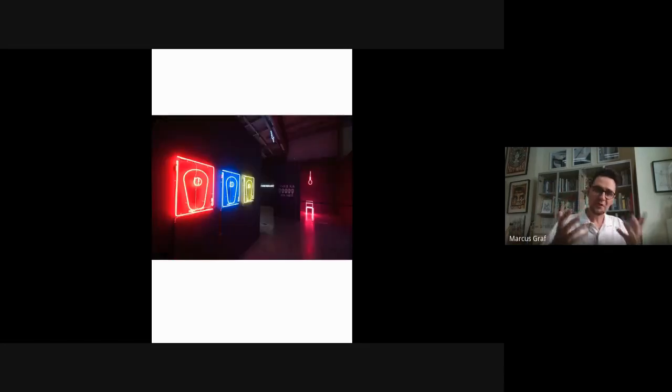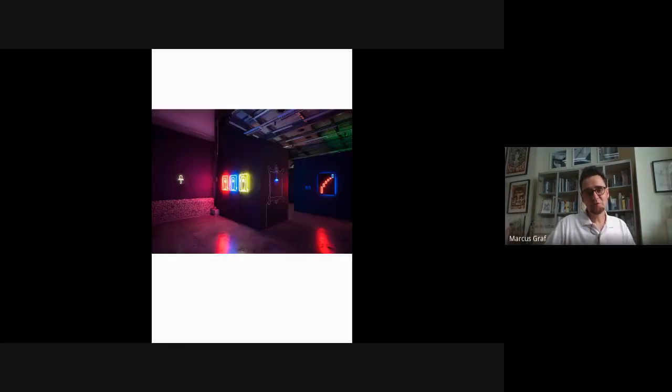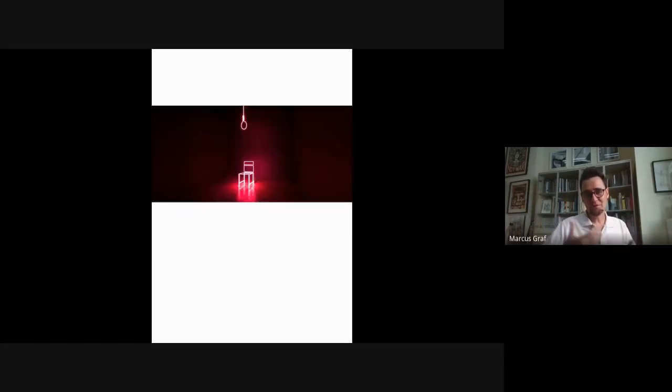And so it was an interesting exhibition because normally we have a white cube with lights and stuff, but this time it was a totally black cube. It was conceptually strong, but also aesthetically very powerful. It looked like a lounge or like a nightclub in a way. And for me, it was important to discuss neon as a material for contemporary artists.